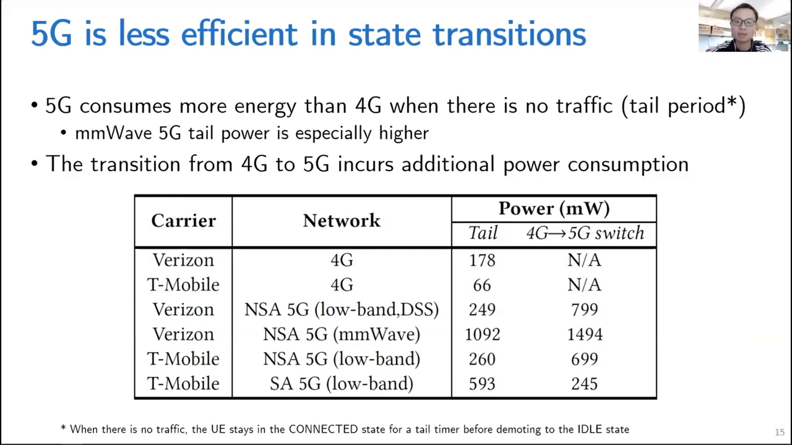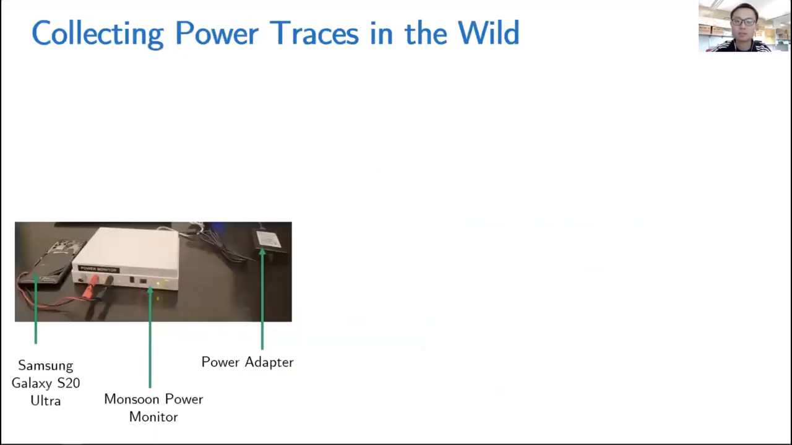And this number is especially high for millimeter wave 5G. Also, the additional switch from 4G to 5G when the UE promotes to the connected state on the NSA 5G incurs a large amount of power consumption. All this indicates 5G is less efficient in state transitions.